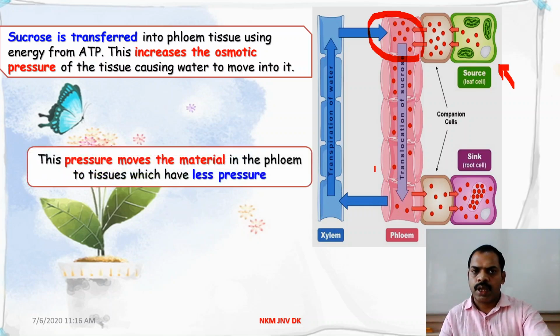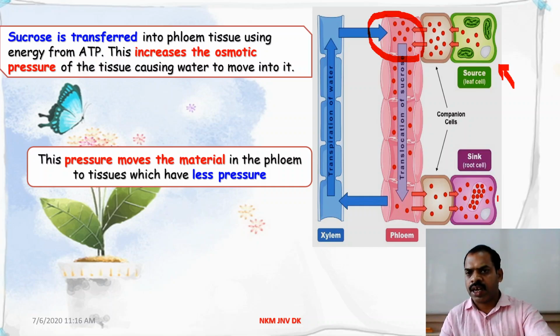So what will happen? The material, the sucrose solution will move from higher pressure to lower pressure area. Where it is less pressure area, there what will move? What will go? Sucrose will go. Okay, it reaches into the phloem. From there, the sucrose moves into the companion cell, storage tissue, parenchyma.